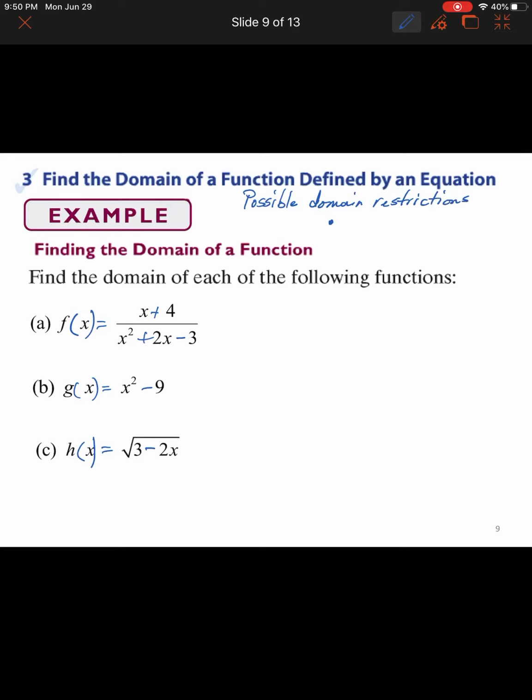All right. If you see a rational function, meaning you have a function over a function, p of x over q of x, that's a function on top of another function. To calculate the domain, you will take the denominator and set it not equal to 0 and solve for the variable.